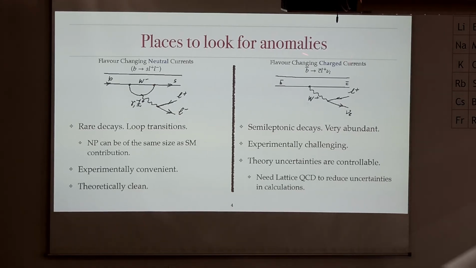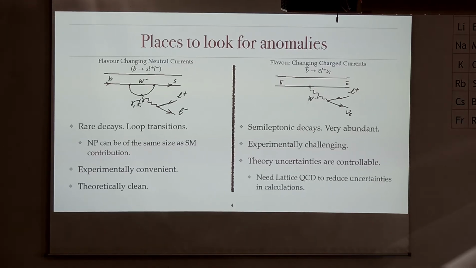So now we have the other side of this picture, which are the flavor-changing charged currents. Here we have a W boson as the mediator, and in the final state one charged lepton and one neutrino. These are called semi-leptonic decays, and these are not rare. This happens very often. The probability of a B decaying into this is close to 10%. So we have plenty of them, right? But they are experimentally challenging because we have neutrinos in the final state, at least one. And we cannot detect neutrinos, so we are losing resolution. We are losing information from the decay.